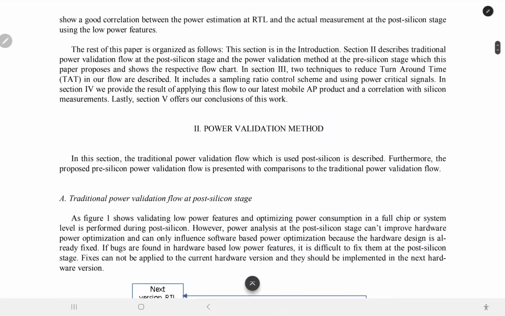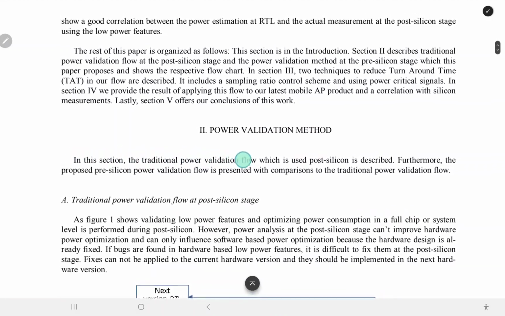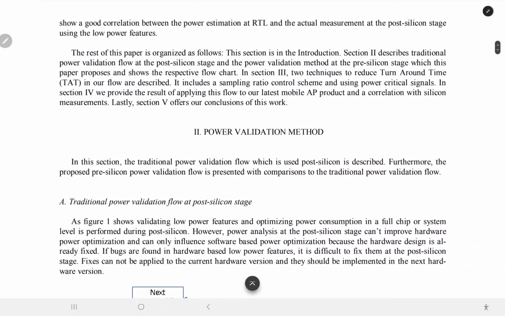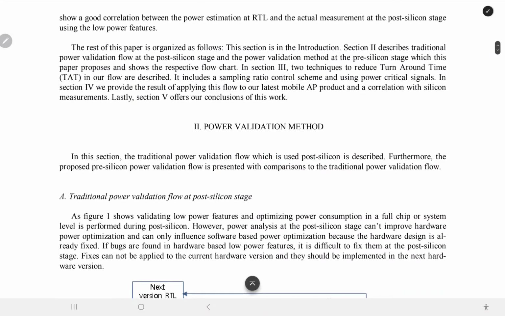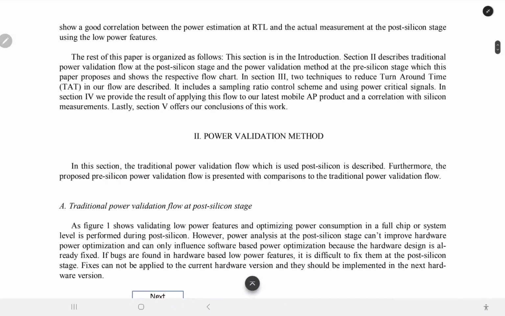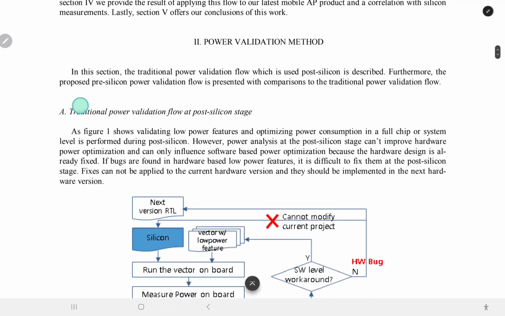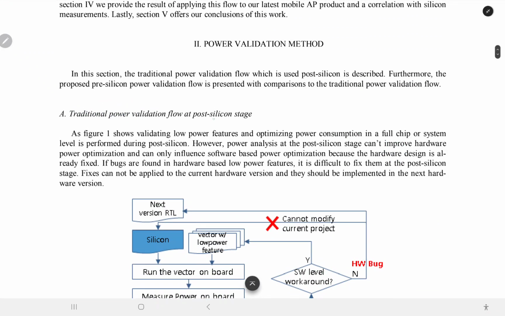Power validation method. In this section, the traditional power validation flow, which is used at post-silicon, is described. Furthermore, the proposed pre-silicon power validation flow is presented with a comparison to the traditional power validation flow. A. The traditional power validation flow at the post-silicon stage.